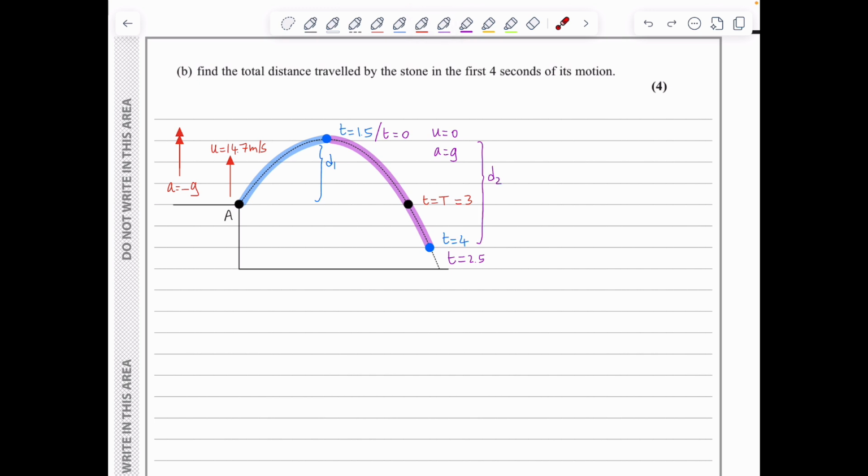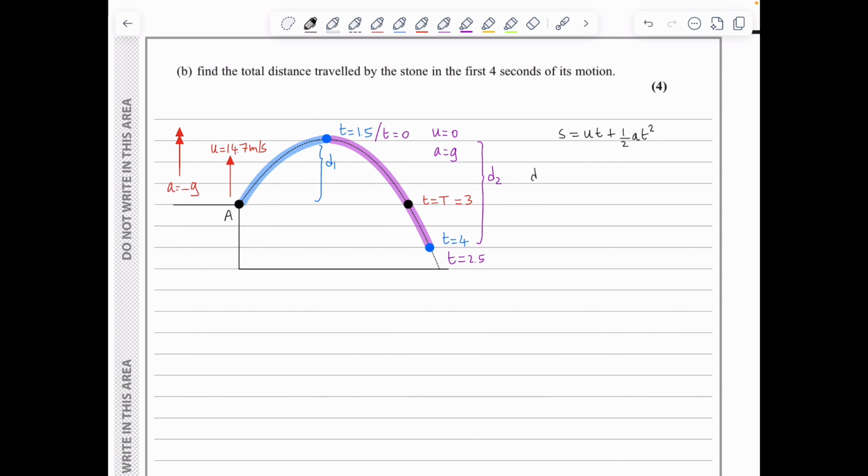So the total distance traveled will be d1 plus d2. I'm splitting the journey into the upward journey and then the downward journey. For the upward journey, the acceleration is negative g because gravity is fighting motion. However, for the downward journey, the acceleration is g because it is acting in the direction of motion. I will proceed with s = ut + ½at² to find d1 and then d2.